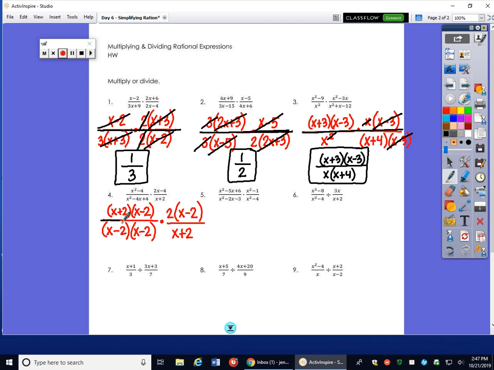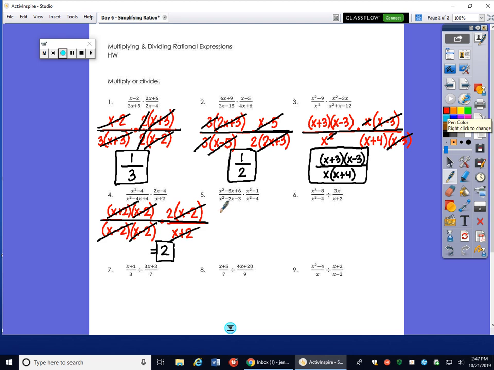So now we're kind of going to extend and cancel. So minus 2 minus 2, minus 2 minus 2, plus 2 plus 2. Our answer is just 2. 2 from right here, there's nothing on the bottom.